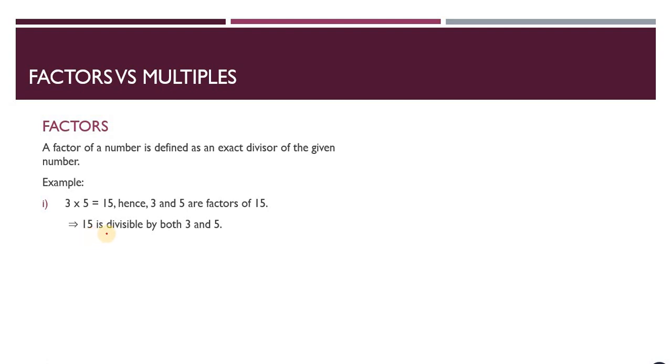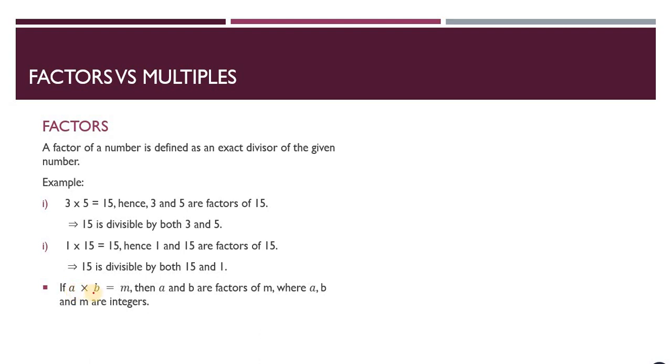15 is therefore divisible by both 3 and 5. So we can say 15 divided by 3 gives us 5, and 15 divided by 5 gives us 3. 1 times 15 also gives us 15, not just 3 times 5. Hence, 1 and 15 are factors of 15, since 15 is divisible by both 15 and 1.